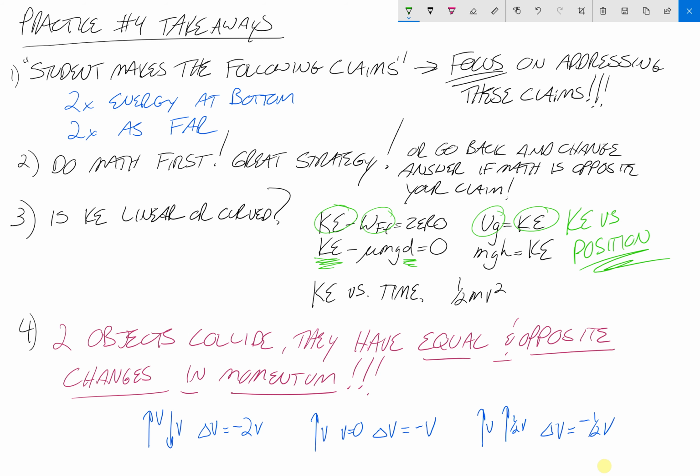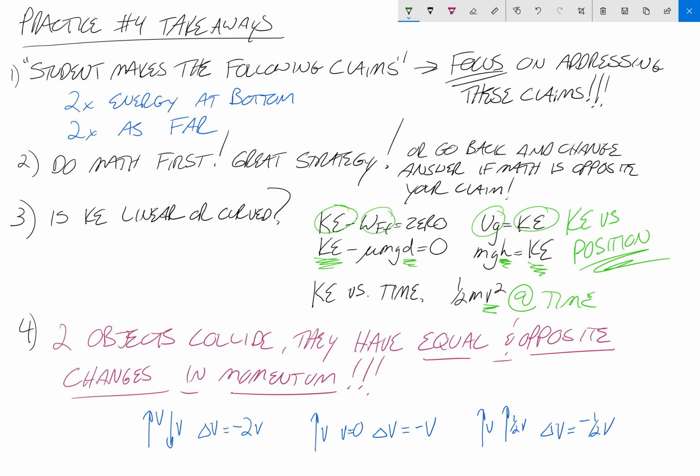So again, if it's based on the height, if you go down halfway, you'll have half the kinetic energy. So that's a direct relationship, which means that it would be a linear graph. Now, when is it curved? That's when it's versus time. That's just basically what is the velocity at some time. And there's your squared relationship right there, v squared.